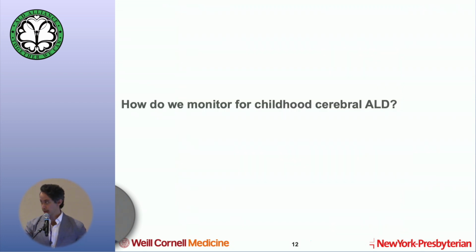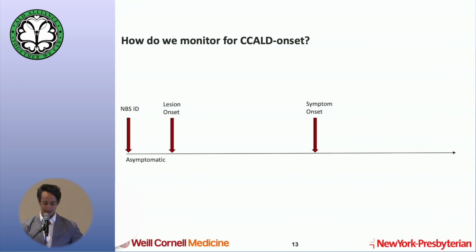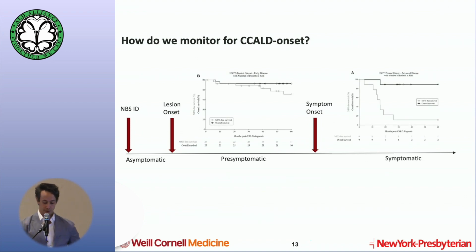So the question is, how do we monitor for this disease? We know patients can now be identified at birth. They're asymptomatic. 30 to 40% of boys develop a lesion, so there's lesion onset, and then there's this lag time between lesion onset and symptom onset. We call that the pre-symptomatic time period, then symptomatic. And going back to those survivor curves, the goal is to treat a patient in that pre-symptomatic time period with stem cell transplant or gene therapy.